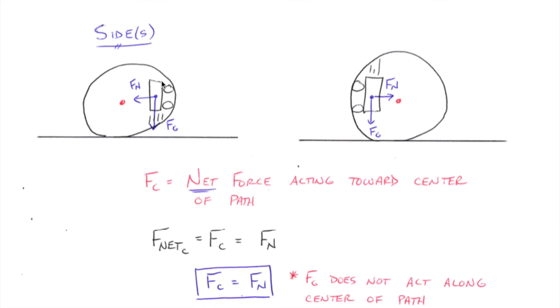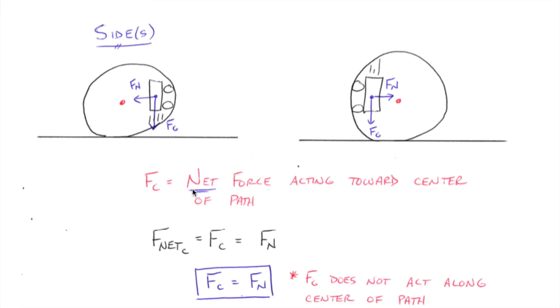So the only force on these diagrams that is actually acting towards or directly away from the center is the normal force. There are no other forces. You could have some friction here, but again, the friction in this case would not be acting in any way in relation with the center. It is just acting parallel to the center line, something like that.